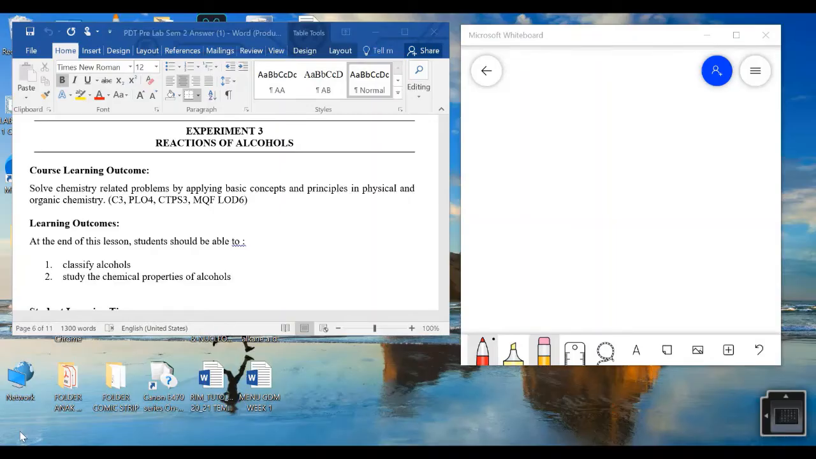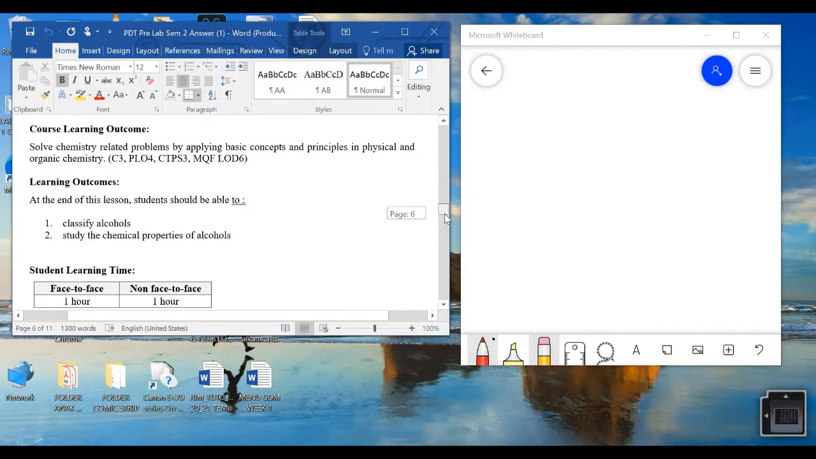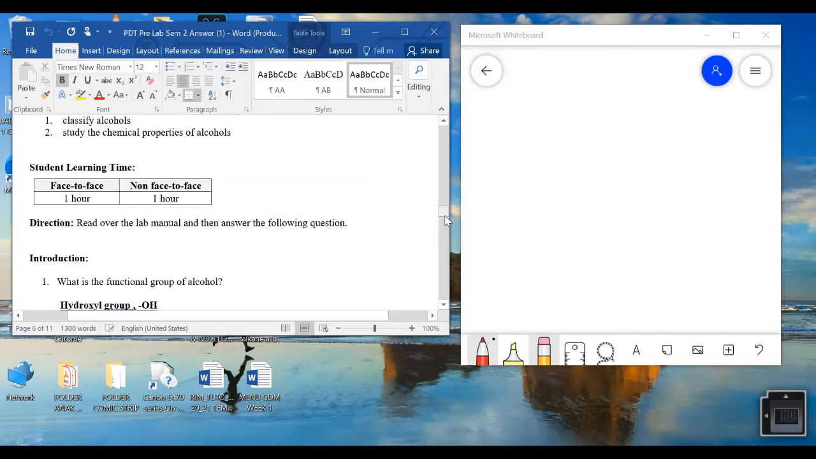Hai semua, hari ini kita akan buat discussion tentang pre-lab bagi eksperimen yang ketiga iaitu reactions of alcohol. Untuk experiment ini, the learning outcomes ataupun the objective of the experiment is to classify the alcohols and also study the chemical properties of the alcohol. So kita tengok satu-satu. Tolong tengok pre-lab you, so you boleh semak jawapan.